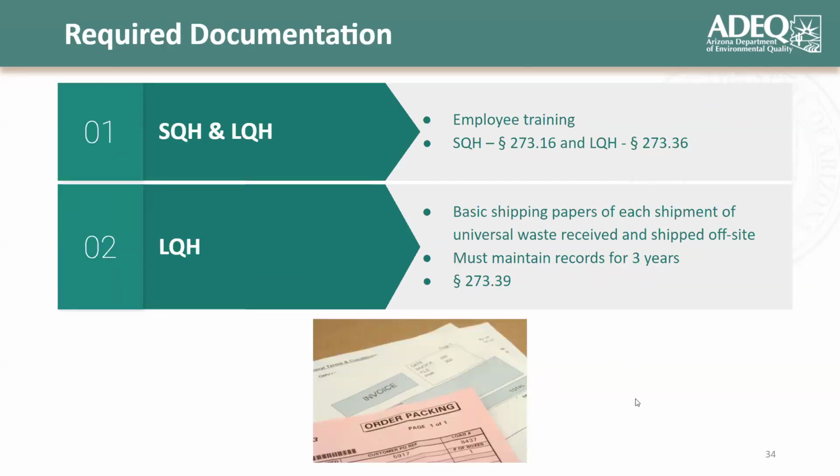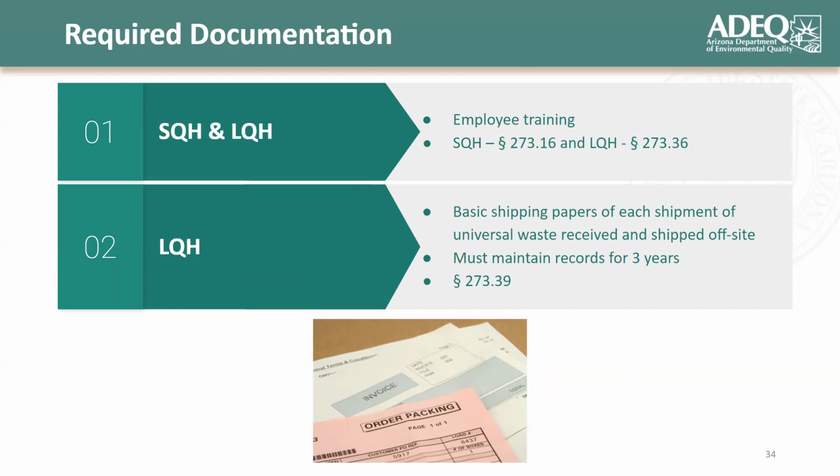SQHs must inform all their employees who handle or have responsibility for managing universal waste. The information must describe proper handling and emergency procedures appropriate to the types of universal waste handled at the facility. LQHs must ensure that all employees are thoroughly familiar with proper waste handling and emergency procedures relative to their responsibilities during normal facility operations and emergencies.